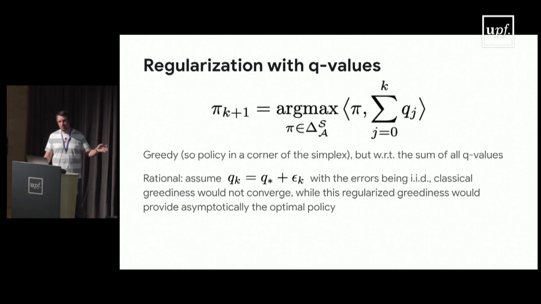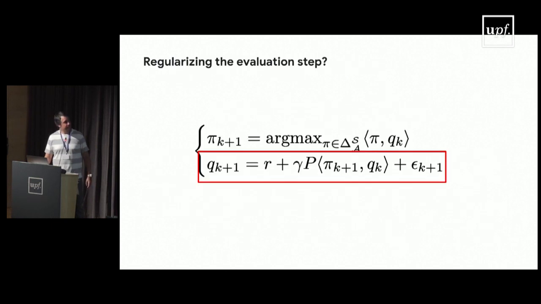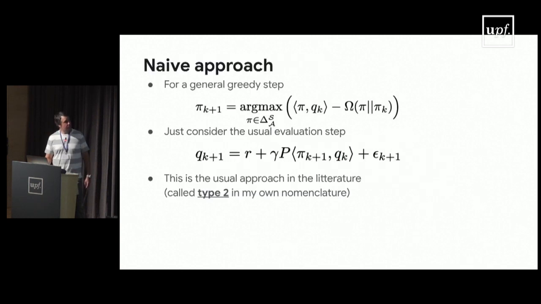And we'll see later that this is closely linked to what you do when you do Kullback-Leibler regularization. And next, the question is, should we regularize the greedy step? As I said before, when you optimize something there, you propagate it here. So it may make sense to do both. You can choose to keep the evaluation step as it is. This is quite a current approach in the literature, but it's often the wrong thing to do.